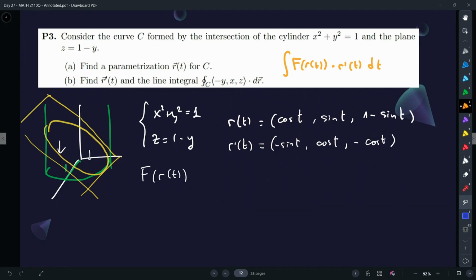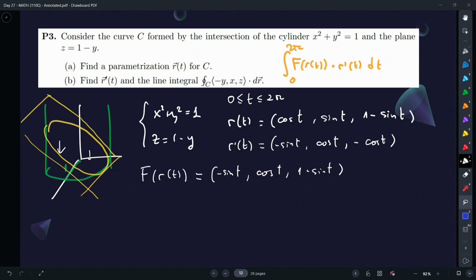This parameterization, by the way, I need some values. I have to do one whole lap. So it's going between 0 and 2 pi. So what is f evaluated at r(t)? The vector field is given here. So the vector field is minus y, so minus sine t. X is cosine t, and then z is 1 minus sine t. That is f of r(t).